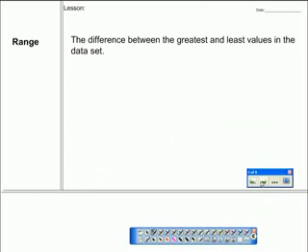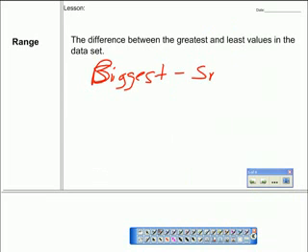The next one, the range. It's the range of the numbers. It's the difference between the greatest and least values in the data set. Any questions? Great. I know you've all seen this before. It is the biggest number minus the smallest number.